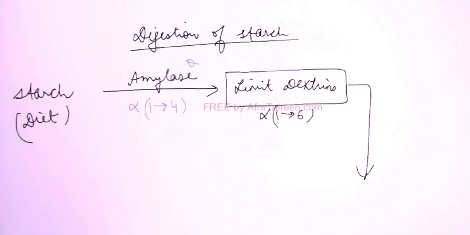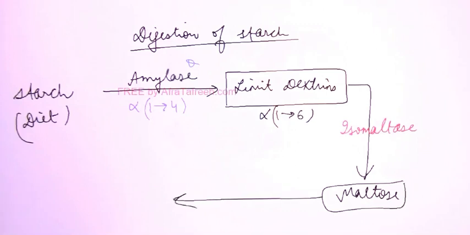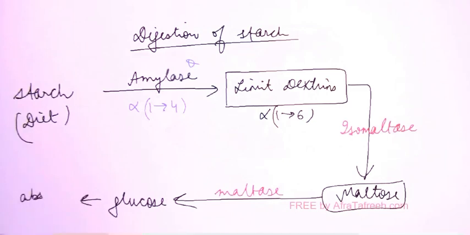Now further limit dextrin will be taken up by some enzyme which is now going to break down alpha 1,6 bonds, and that enzyme is isomaltase. I told you isomaltose disaccharide has 2 glucose and alpha 1,6 bond. So isomaltase enzyme will break down these alpha 1,6 bonds, and by the combined action of amylase and isomaltase, we'll be getting lots of disaccharides maltose. Now these disaccharides maltose will be taken by enzyme maltase, which will break down the remaining alpha 1,4 bonds, and in the end we are getting our monosaccharide glucose, which is absorbed from the intestine.